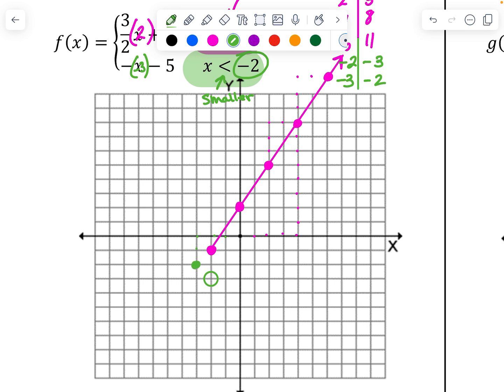What if I decided to go smaller than that? What if I decided to go -4? Well, if I put -4 in here, that would be 4 minus 5, which is -1. So -4, -1 would be right here. Or I could remember how to graph lines, and the slope is -1, which means it goes up 1 and left 1 every time. And so this line segment would do this. So that is the graph, okay?